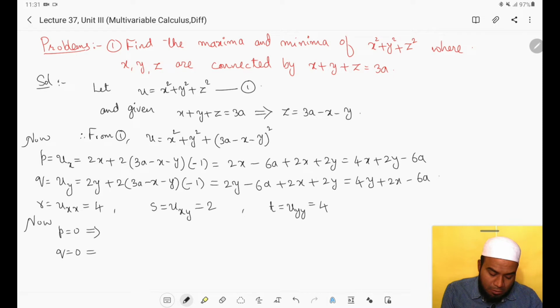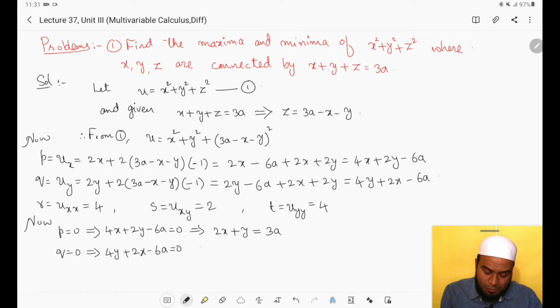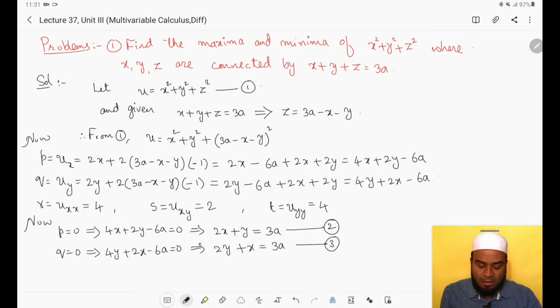When p is equal to 0, what we will get? See, this is equal to 0, that is 4x plus 2y minus 6a equals to 0, which is nothing but you divide the whole equation with 2, we will get 2x plus y minus 3a equal to 0, or that can be written as 2x plus y equal to 3a, right. Same way here 4y plus 2x minus 6a equal to 0. The same way it will be 2y plus x equals to 3a, right. Consider this as equation 2 and this as equation 3. Now we have to solve these two equations to get the values of x and y.